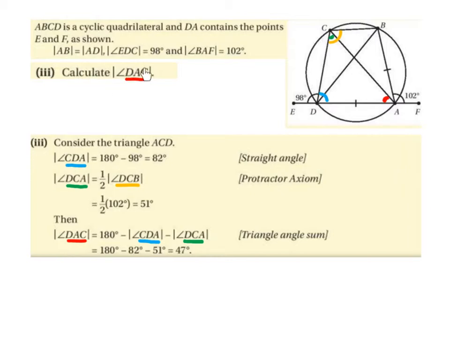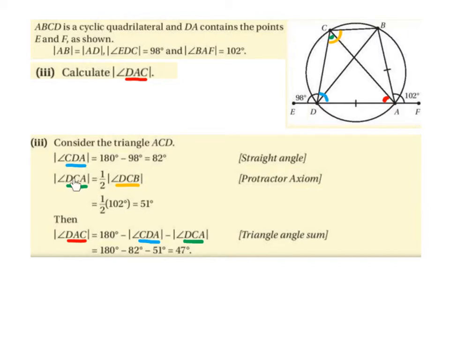Calculate the angle DAC. So we want to figure out what this red angle is. We're going to consider the triangle ACD. The angle CDA, so the angle in blue, is going to be 180 degrees minus 98 degrees, which is 82 degrees. So this ends up being 82 degrees because this is a straight line, and 180 degrees minus 98 degrees leaves us with 82 degrees.